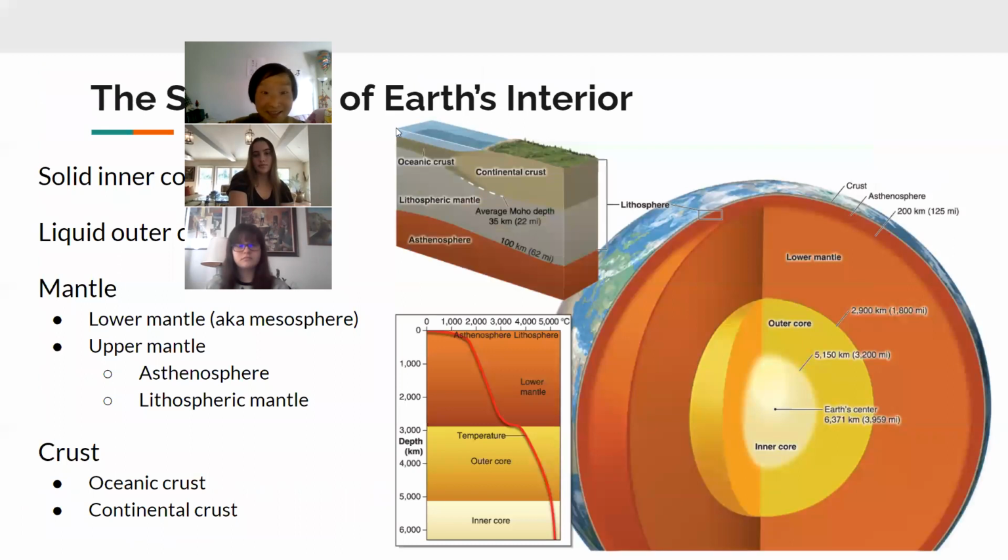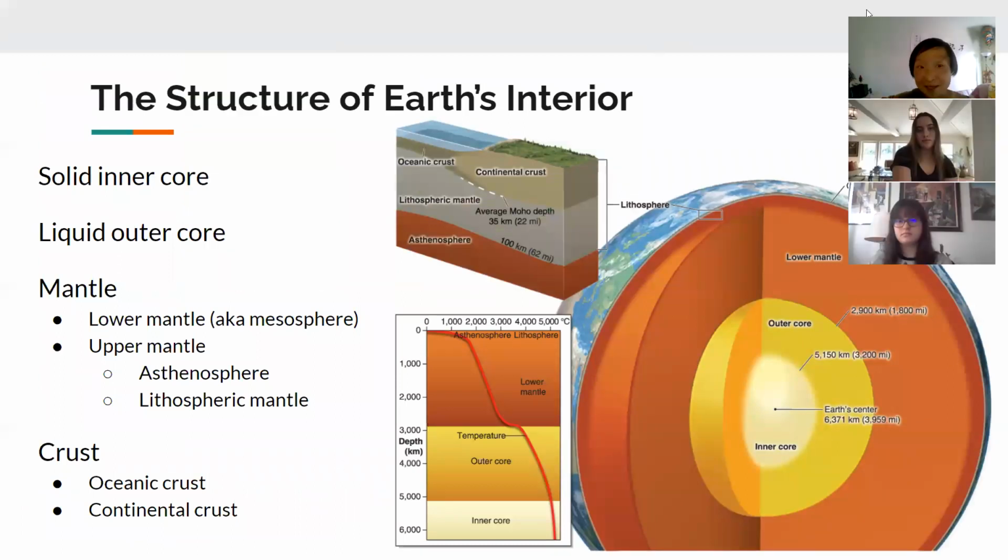Okay, then let's go to the next topic. It's the Earth's interior structure. Maybe some of you still think our Earth is solid through. I won't blame you, because not long ago, actually 50 years ago, people still thought the Earth is solid through. We didn't know we have different layers inside our Pachamama.